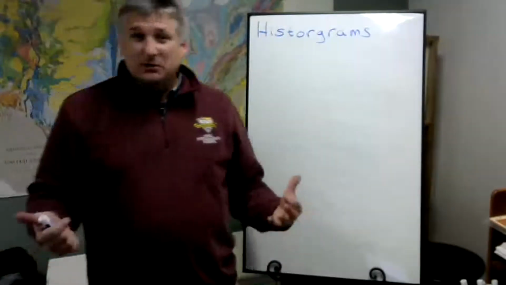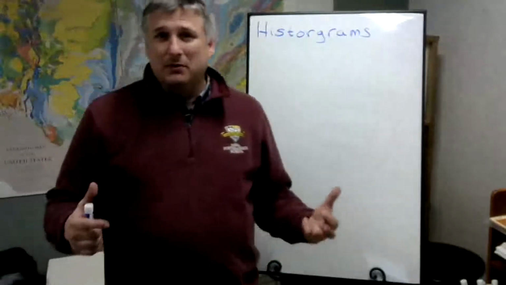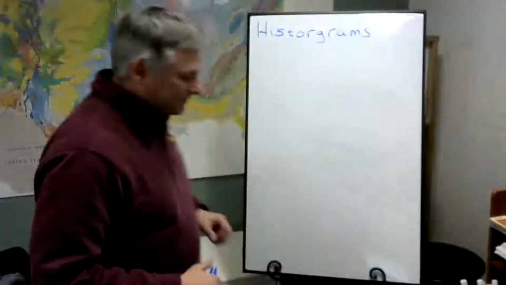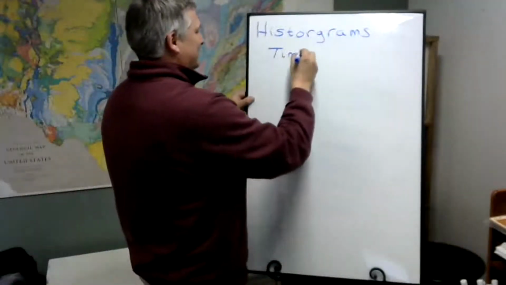So maybe we can use a frequency table. That might help. But then if we really want to take a look at what this data is doing, we could use a histogram. So let's use the McDonald's example. This is those wait times. So I'll bring back that chart.